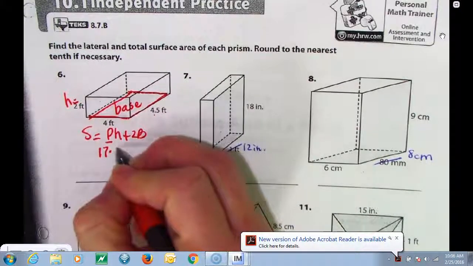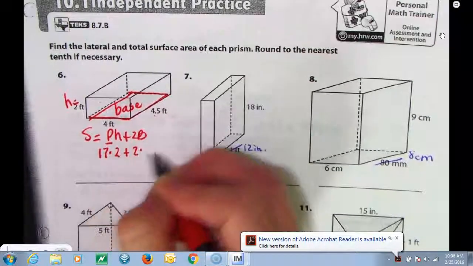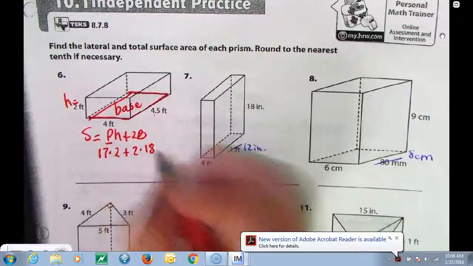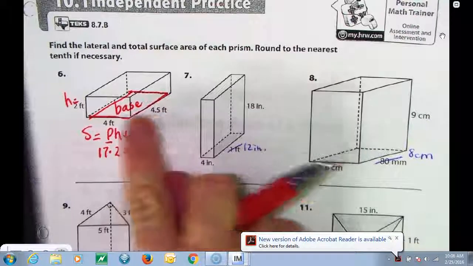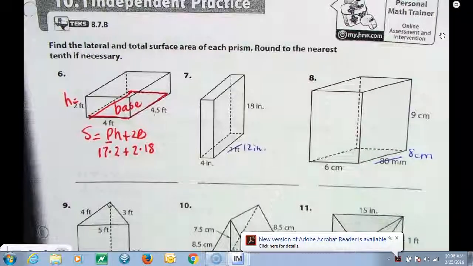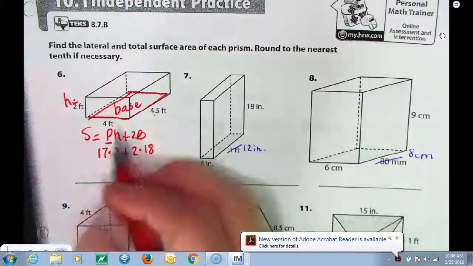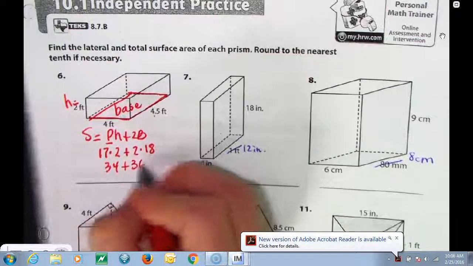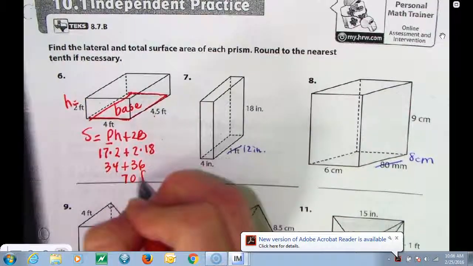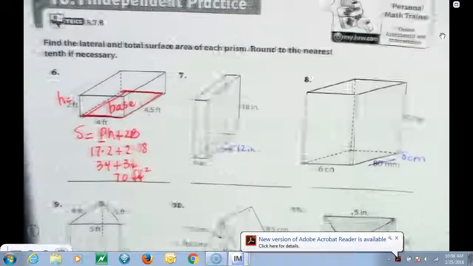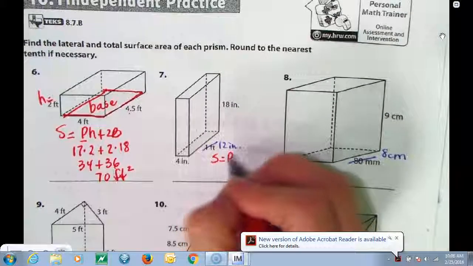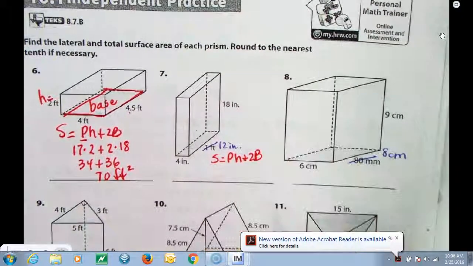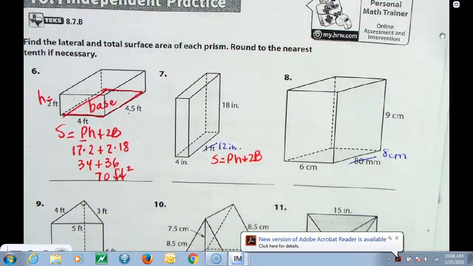Times 2, plus 2 times 18. Where'd you get 18 from? 4.5 times 4. You're doing the area of the rectangle. So 34 plus 36 is 70 square feet. My patience is gone. Okay, look at 7.